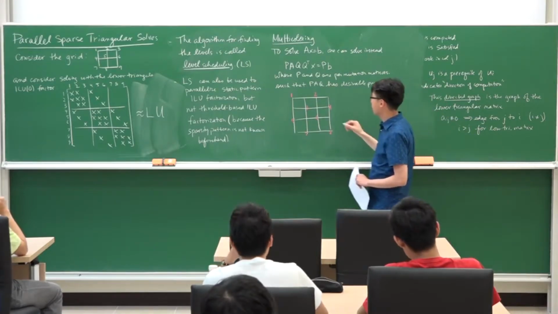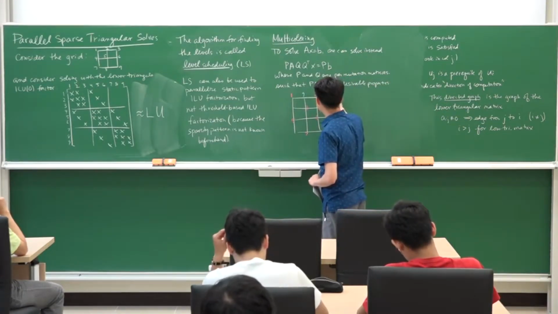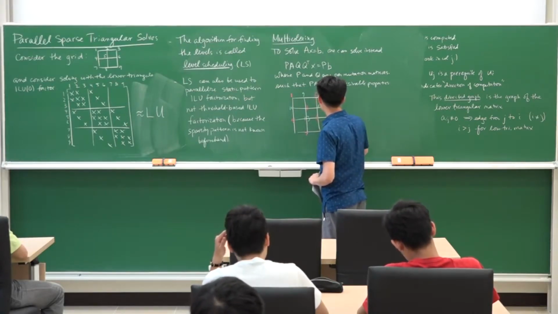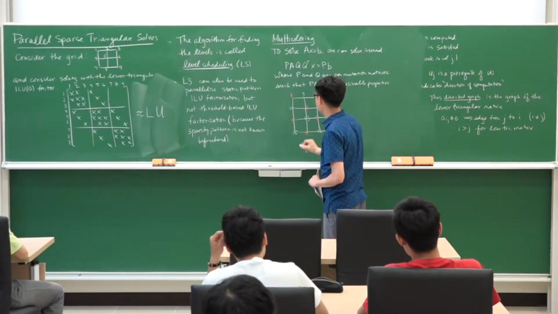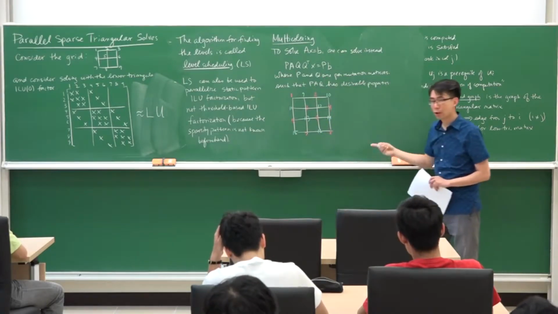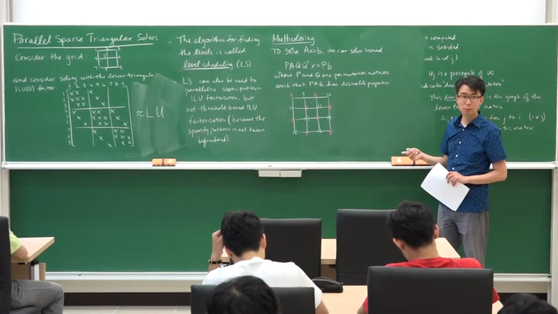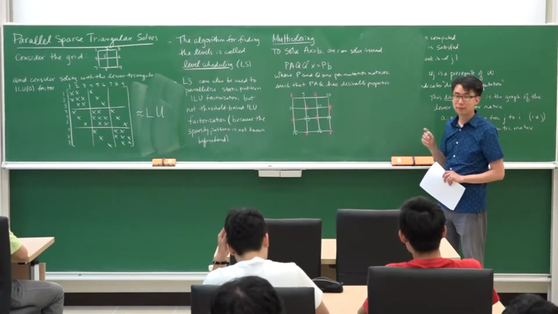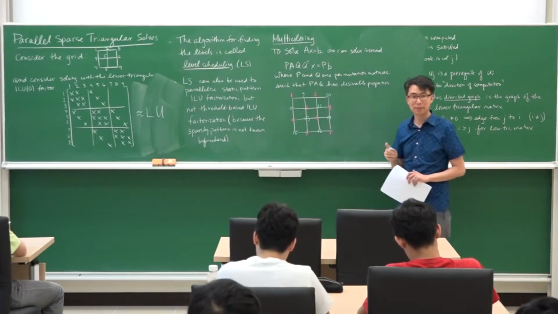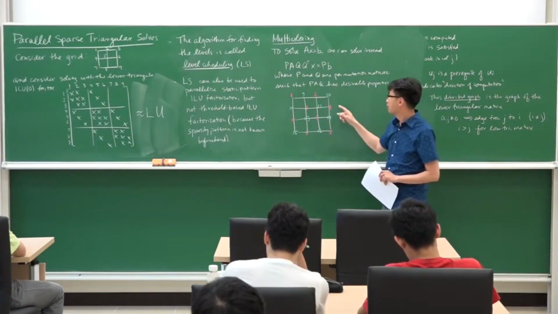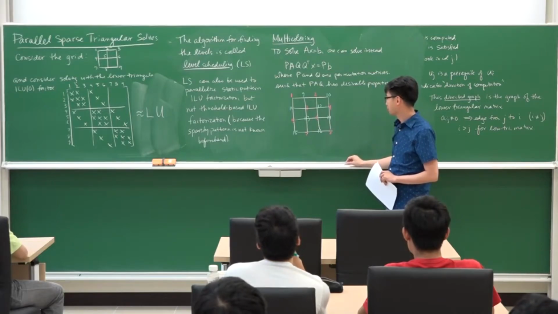And then 9, 10, 11, 12, 13, 14, 15, 16. Okay, so this checkerboard is sometimes called red-black ordering. Okay, because I have some red nodes and I have some black nodes. In this case, it's blue nodes, but red-black ordering.